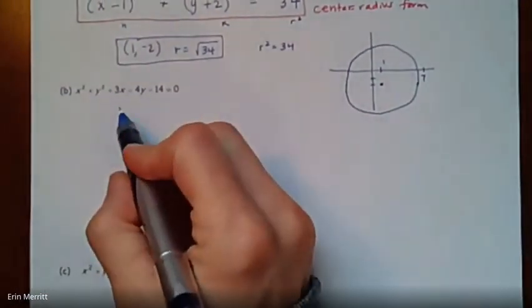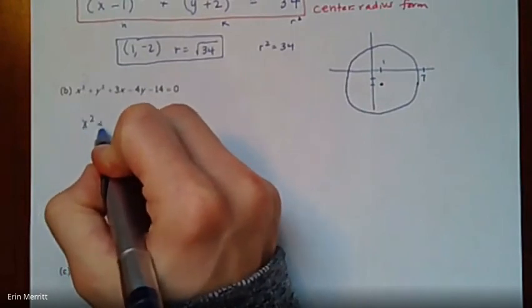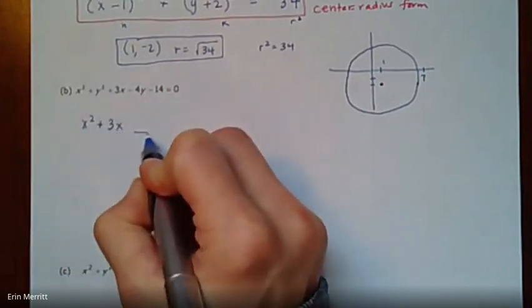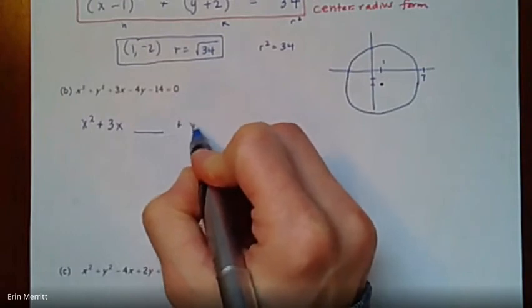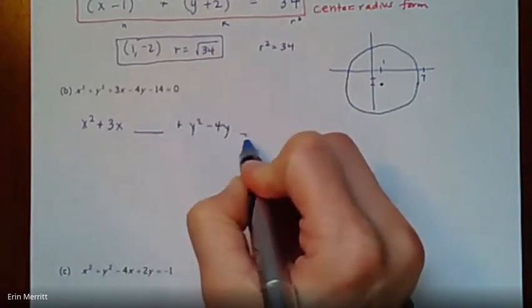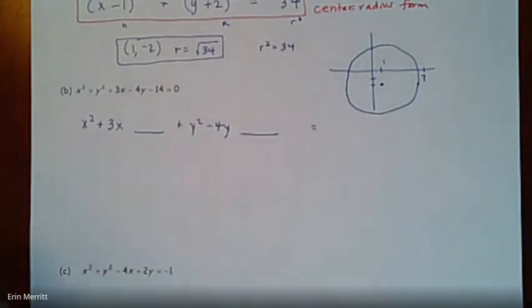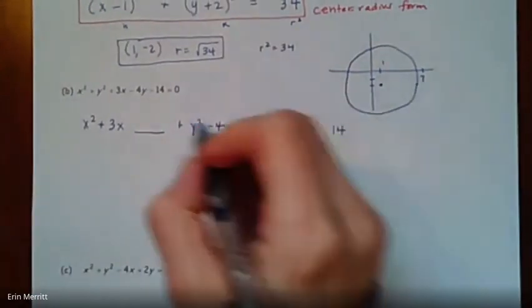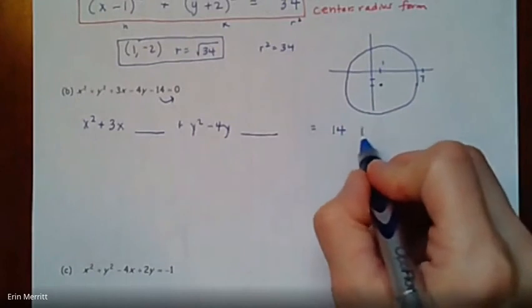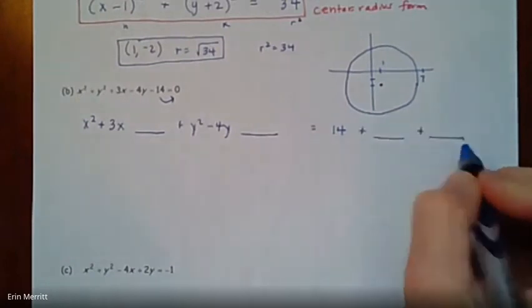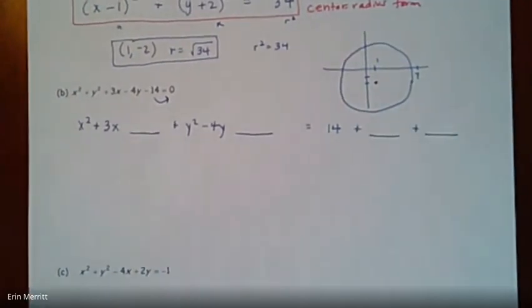So with this next one, x's together. So x squared plus 3x, leave a space. Y squared minus 4y, leave a space. Move the constant to the other side. So plus 14 to shift that over. And maybe right now you even add those two little spaces there so that you remember that we're going to be adding to both sides.